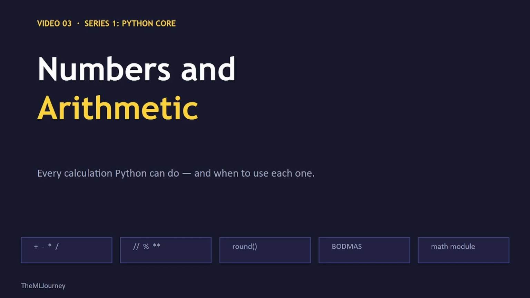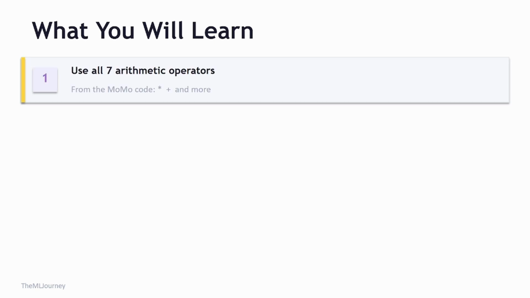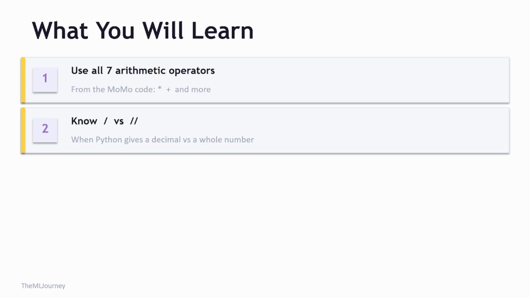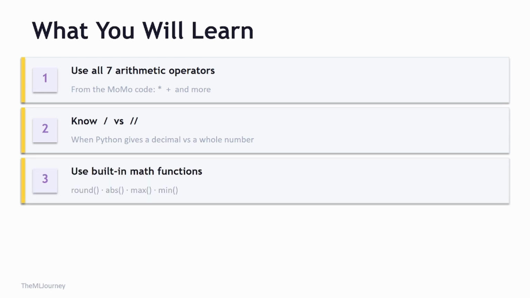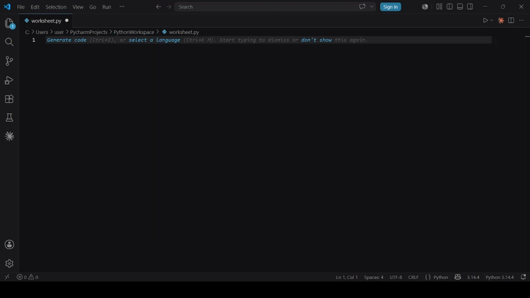In this video, we'll talk about numbers and arithmetic and the basic calculations that Python can do. By the end of this video, you'll be able to use all 7 arithmetic operations. You'll know the difference between a slash and a double slash. You'll be able to use built-in math functions and apply operator precedence. We'll talk about some of the common arithmetic operations used in Python.